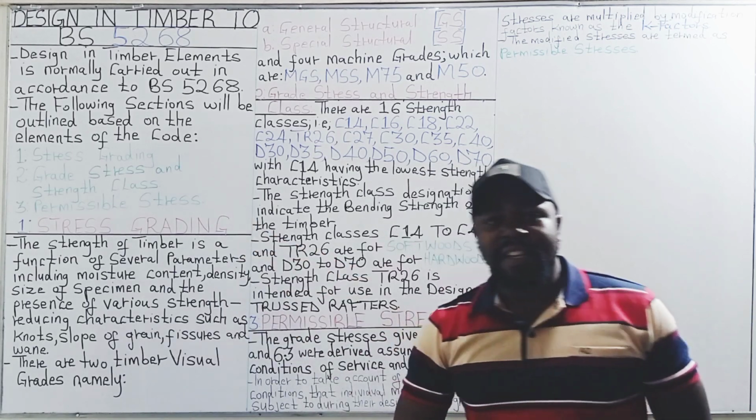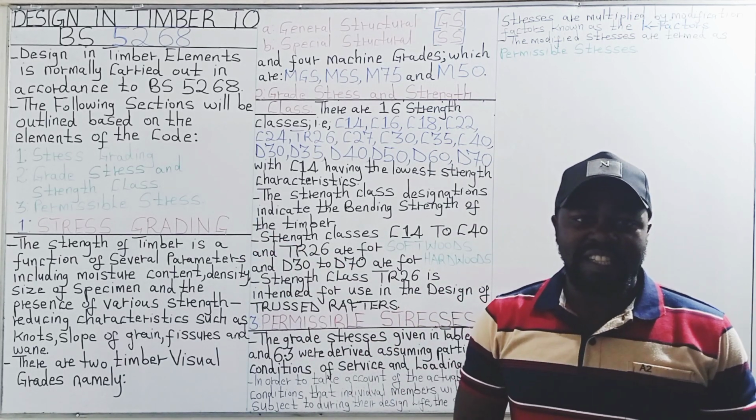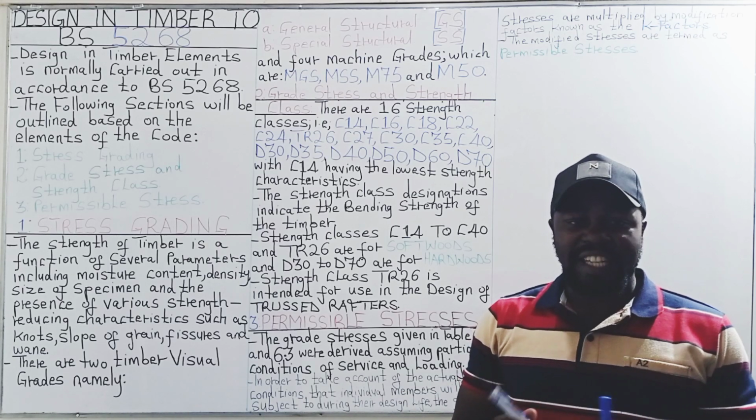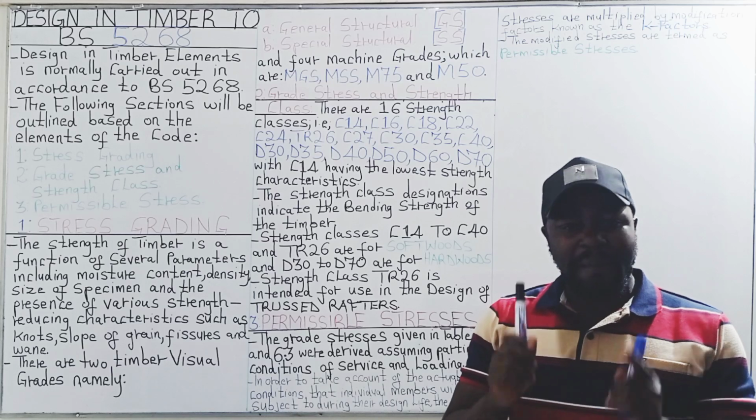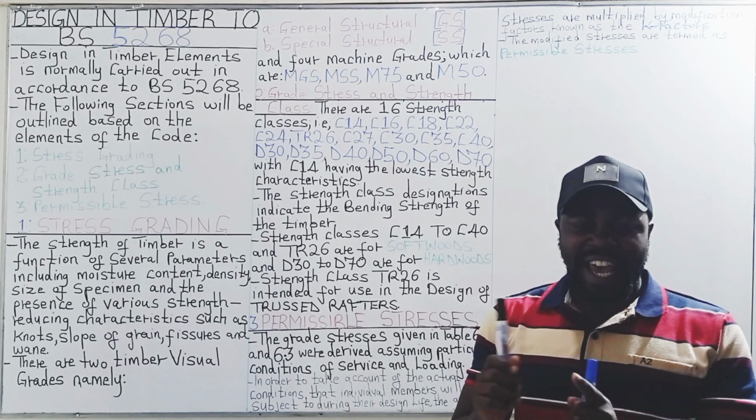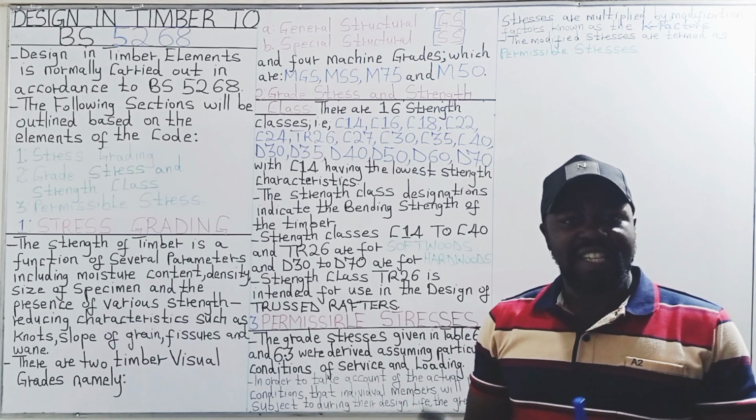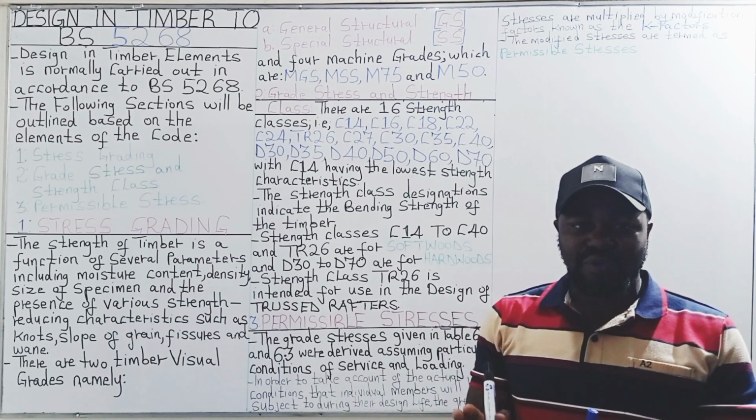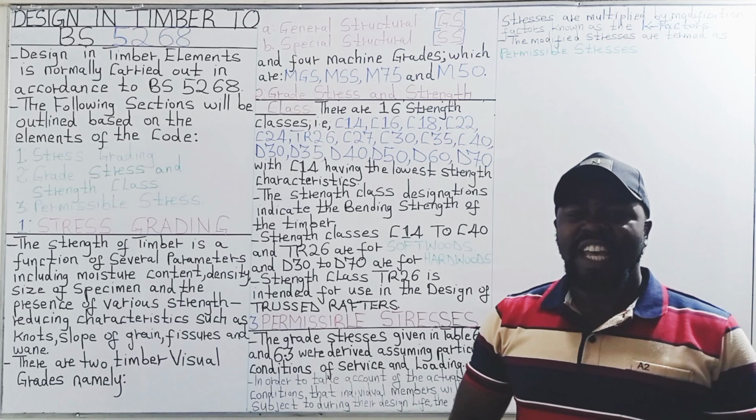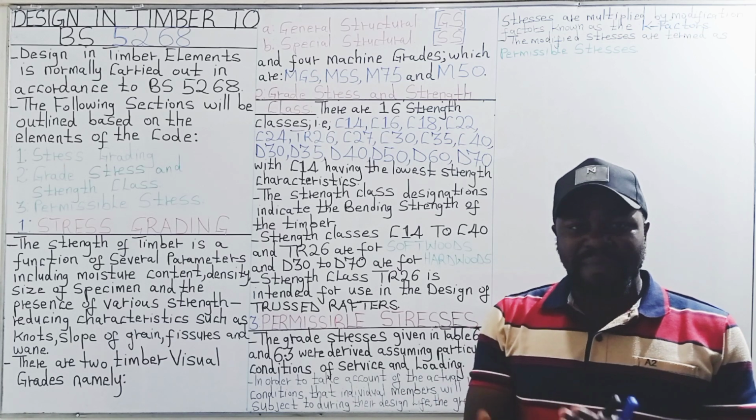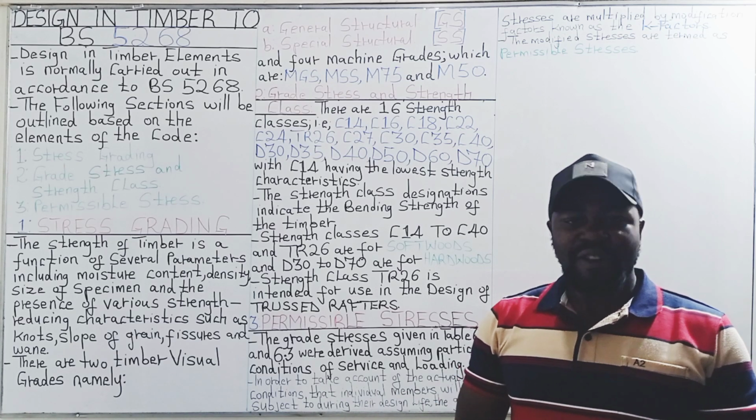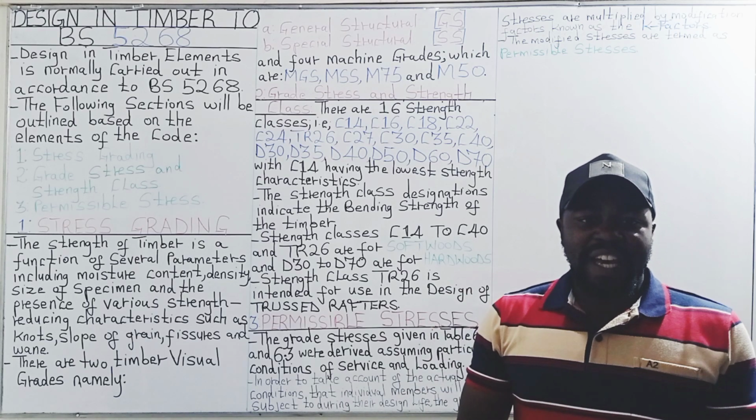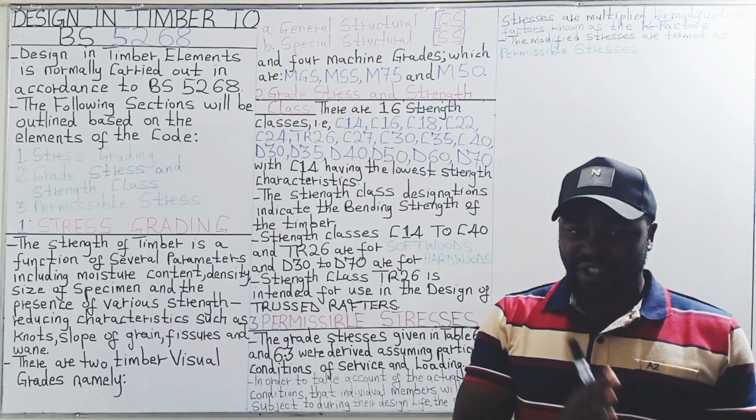The third element that we are going to consider is the permissible stresses. The grade stresses given in Table 6.1 and 6.3 were derived assuming particular conditions of service and loading. In order to take account of the actual conditions that individual members will be subject to during their design life, the grade stresses are multiplied by modification factors, which are known as K factors. The modified stresses are termed permissible stresses.